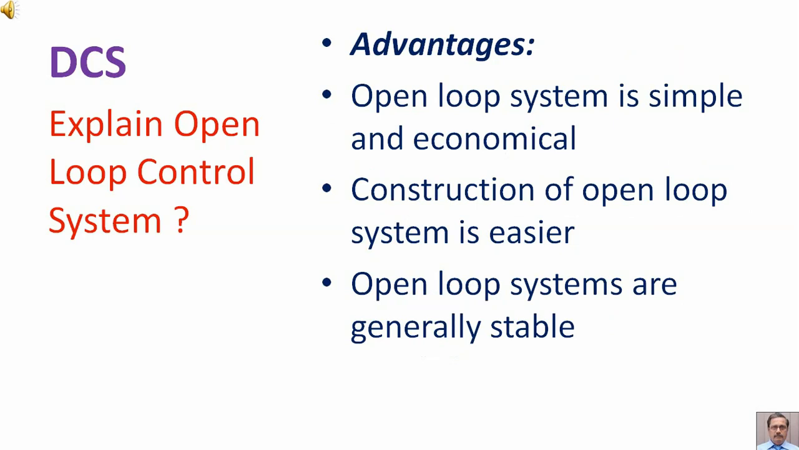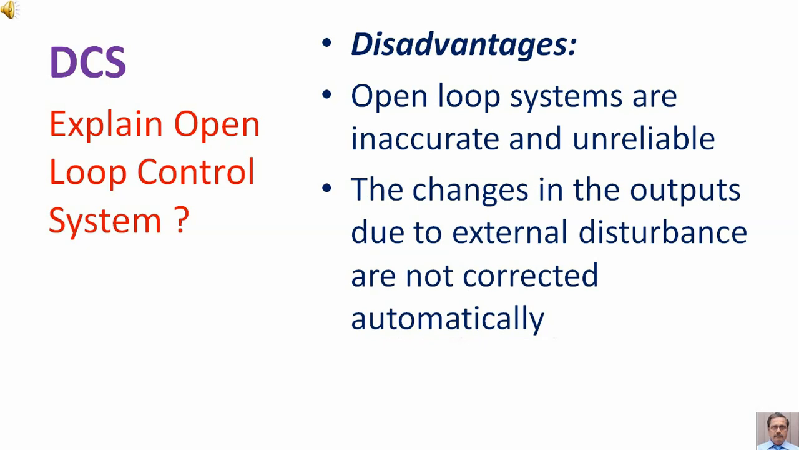Advantages. Open loop system is simple and economical. Construction of open loop system is easier. Open loop systems are generally stable. Disadvantages. Open loop systems are inaccurate and unreliable. The changes in the outputs due to external disturbance are not corrected automatically.